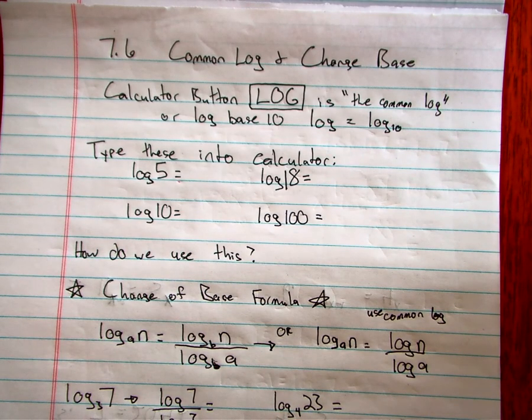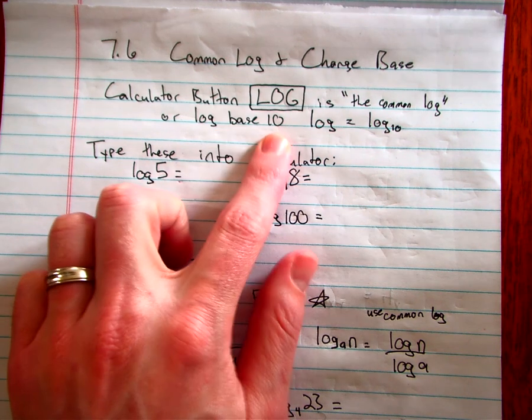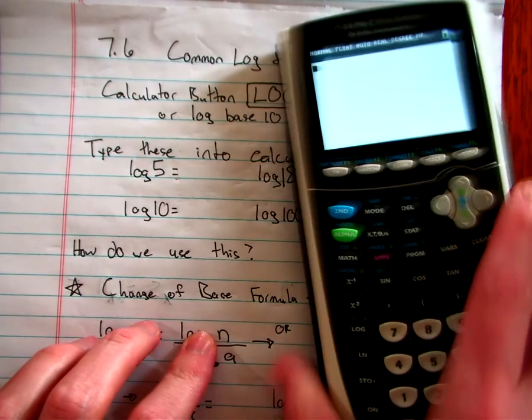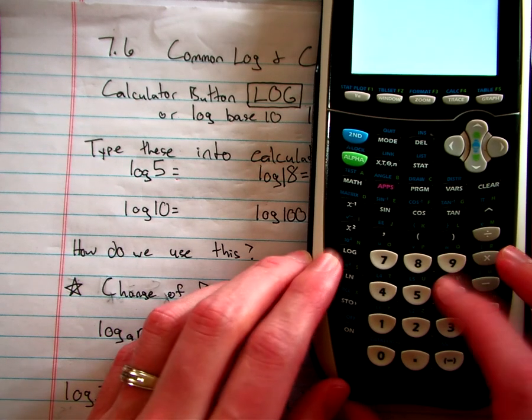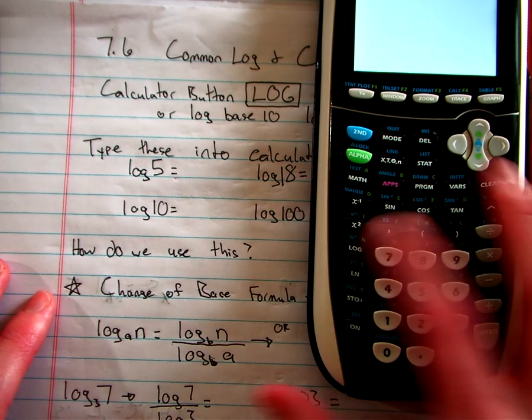Okay, the calculator button, it's not front and center, but it's pretty obvious where it is. Capital LOG, log, is called the common log. We briefly talked about this last week: if it's a log with no number under it, it's going to be log base 10. That's called the common log, and it's the main one here on our calculator, right by the number 7 on these TI 84s.